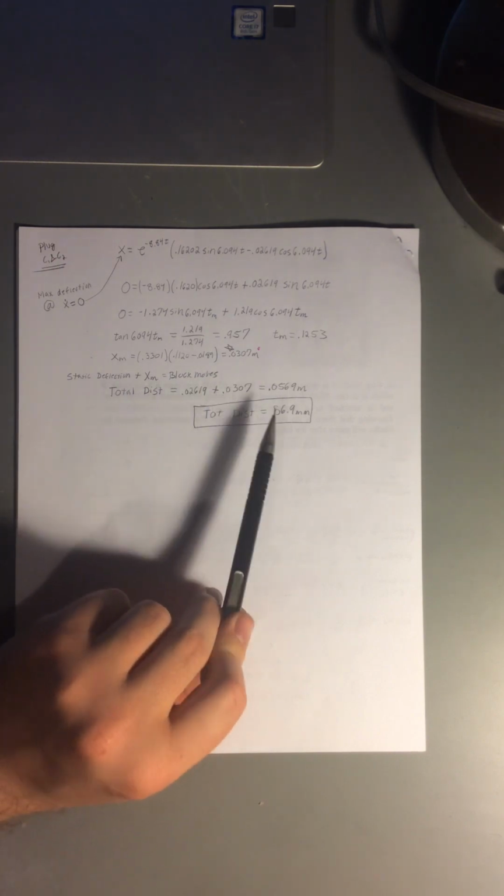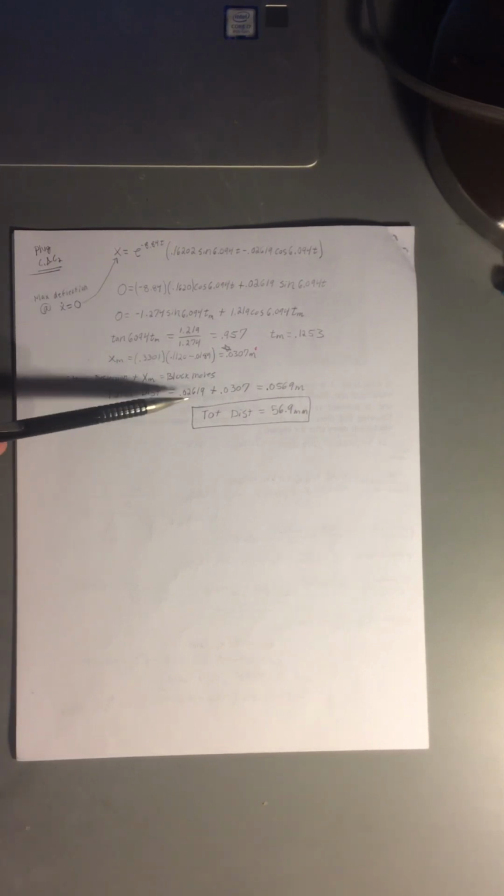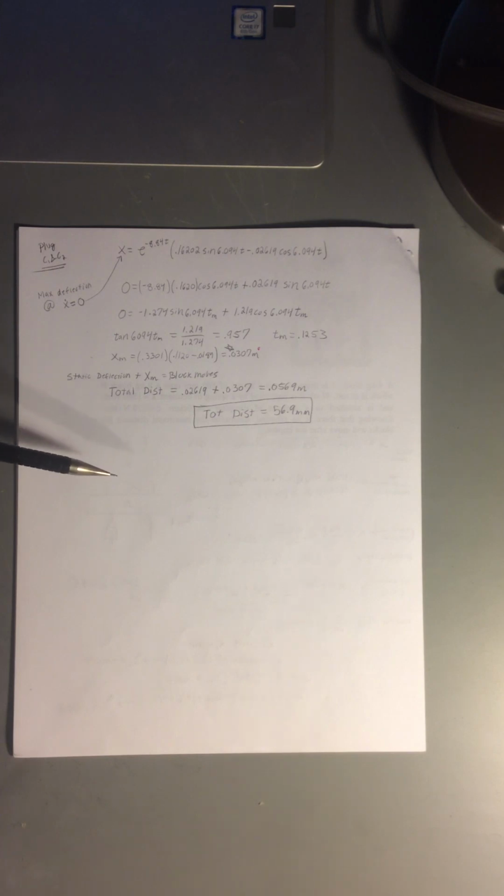blocks move together. Adding those together gives us this value here, which can be converted into millimeters to match the units of the problem. And so after all of that work, we finally find our final answer. The total distance that these two blocks move after block A impacts block B will be this 56.9 millimeters. So that is the final answer for this one and the end of this homework assignment.